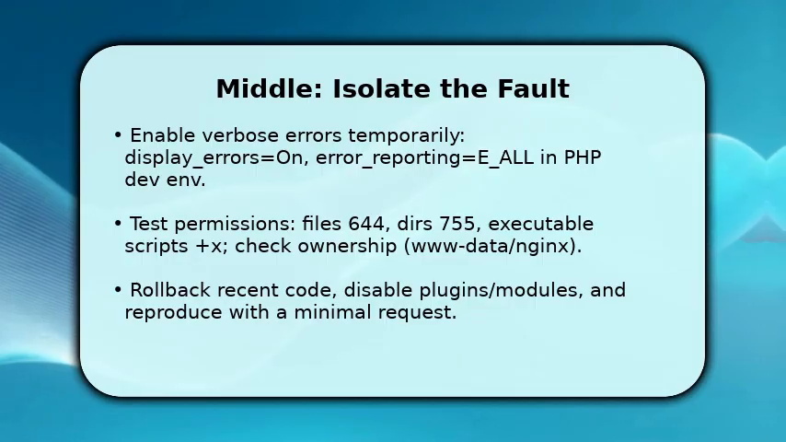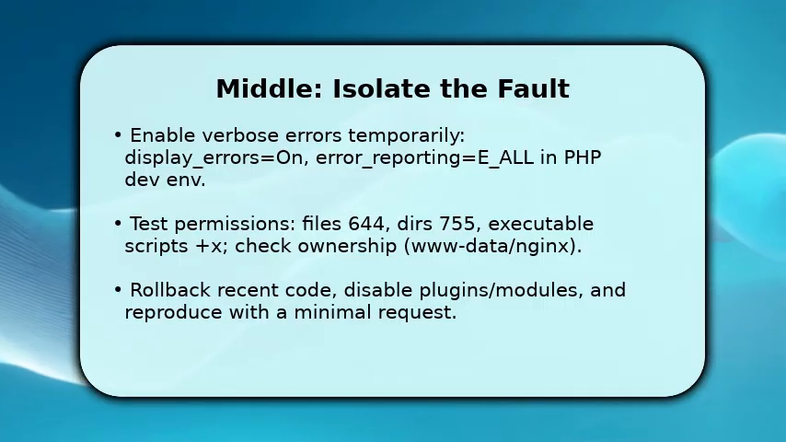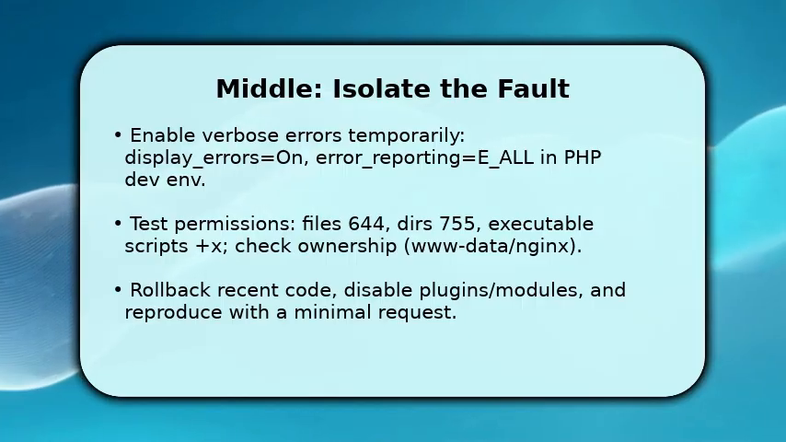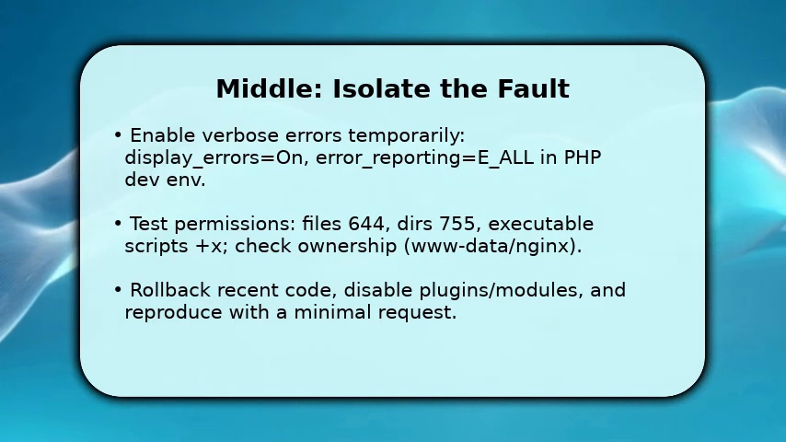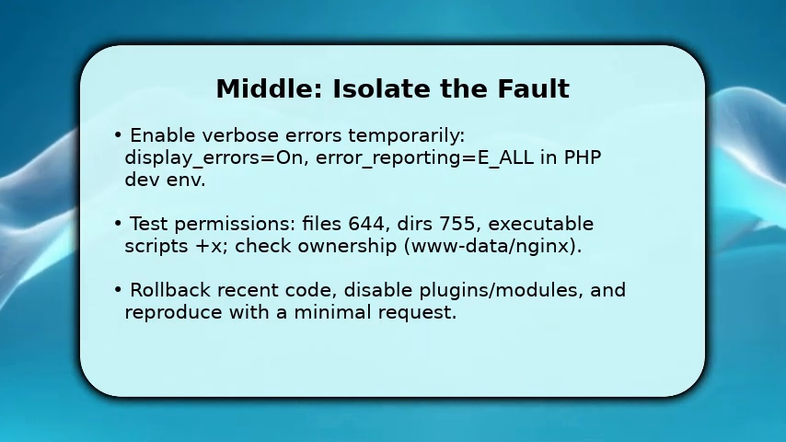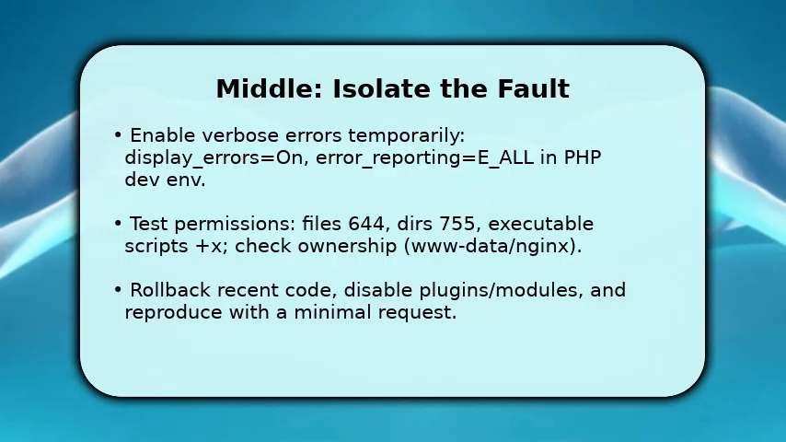Next, confirm file system permissions and ownership because incorrect modes often trigger 500. Correct files to 644 and folders to 755 and set executables. Once done, disable recent plugins or extensions and reproduce the issue with a minimal request to narrow the offending component before applying permanent fixes. Finish by applying the corrective action you identified.